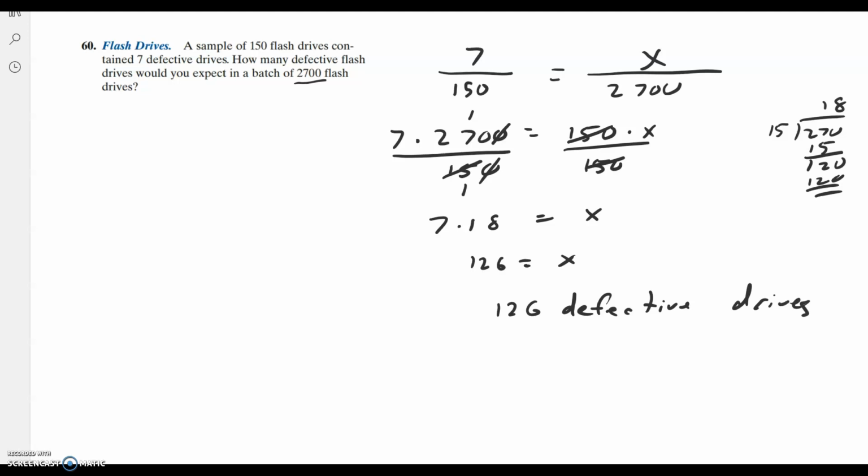If you got 7 out of 150, that's the same proportion as 126 out of 2,700. Of course, you could grab a calculator and do this calculation. It would be a little bit faster.